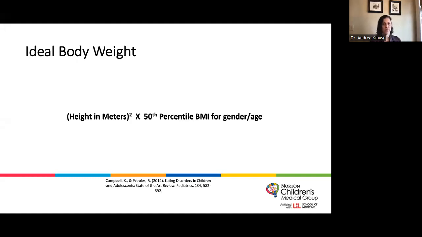I want you to remember this calculation for anyone that's trying to run numbers and figure out where the child is in relation to where they need to be. There are a million different calculations out there to get ideal body weight, but for our adolescent population, this actually is my favorite. It's the height in meters squared multiplied by the BMI for their gender and age at the 50th percentile. That gives you your ideal body weight. And then you'll see in a few slides how a lot of our discussions around eating disorder treatment really go back to percentage of ideal body weight. So just save this calculation for later.